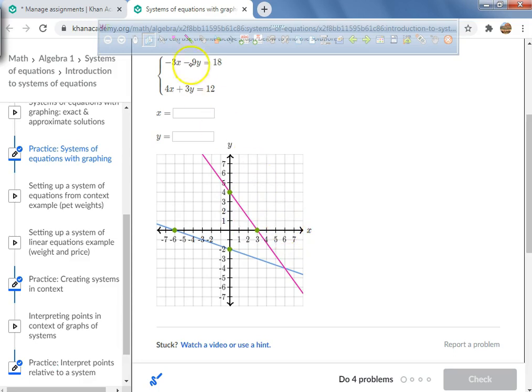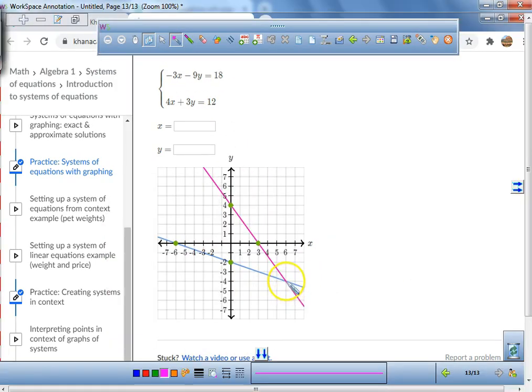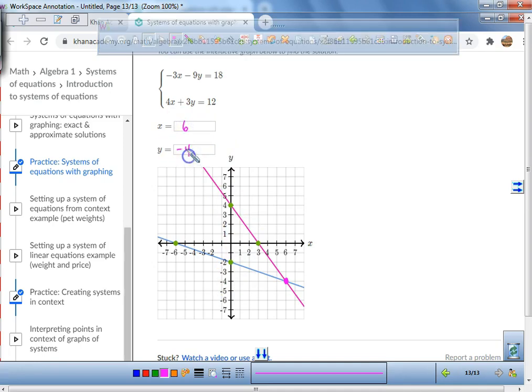Okay, and then we got to find where those two suckers cross, and they cross right there at a 6 and a what? Oh my goodness, this is the same problem that somebody missed. They put a 6 and a 4. They forgot to put a negative, and I was telling them, stop, no, don't hit enter, please. But they got it wrong. That made me sad.